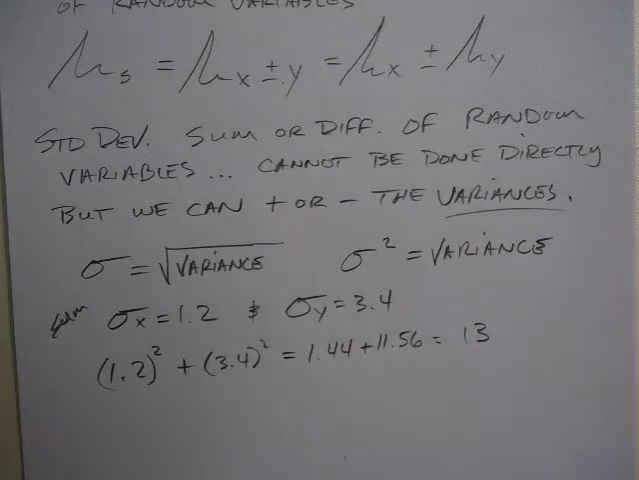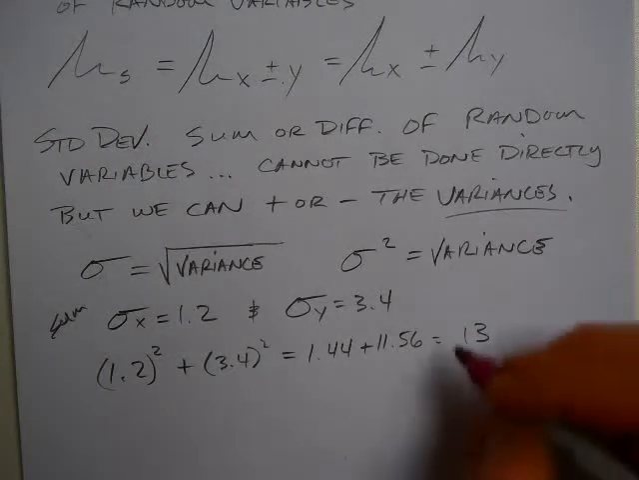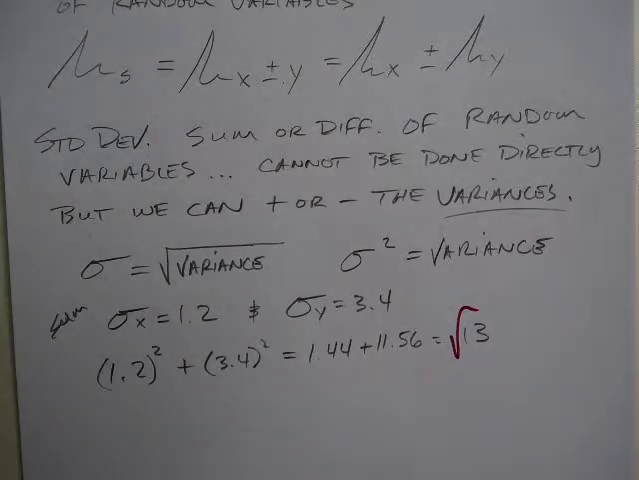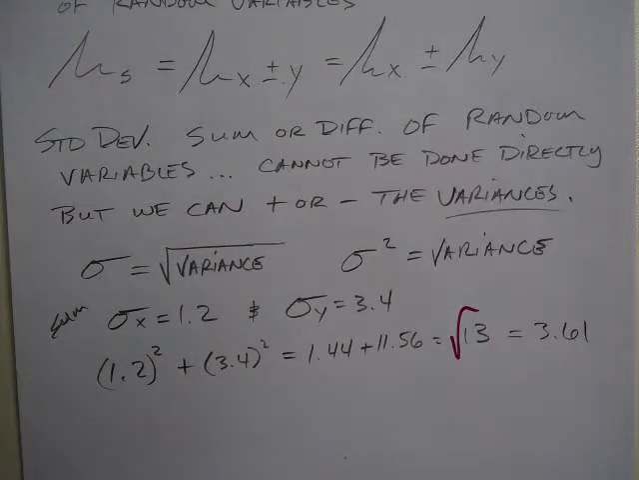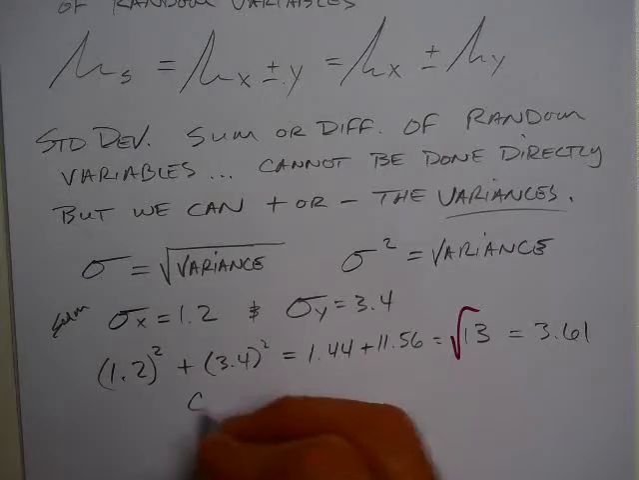But how do I take it back to a standard deviation then? Take the square root of the sum of the variances. Which gives us the correct answer for the sum of the standard deviations. Clearly it's different than adding 1.2 and 3.4. That just doesn't work. So change to variance.